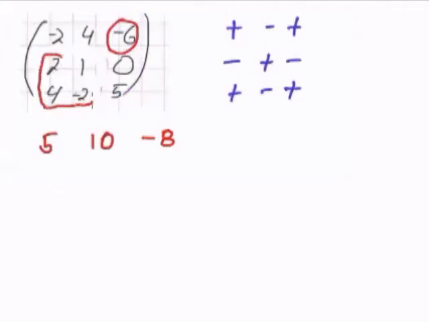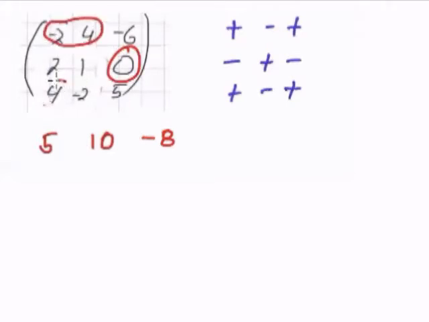Negative 6, and we're going to look at this minor. 2 times negative 2 minus 4 would be negative 8. That's already there. Now we'll look at these four numbers, negative 2 and 4, 4 and negative 2.